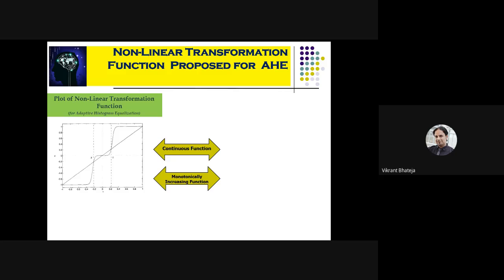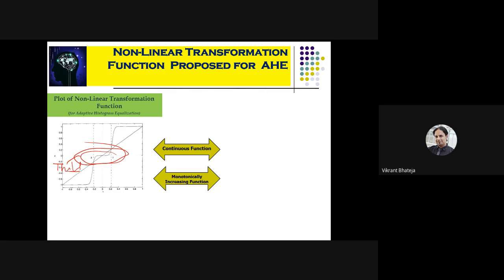Now, why is this particular function selected as the non-linear transformation function for adaptive histogram equalization? See the reason: in this function, there is a kind of threshold. Now, what does this threshold do? This threshold tries to control over-enhancement and under-enhancement.